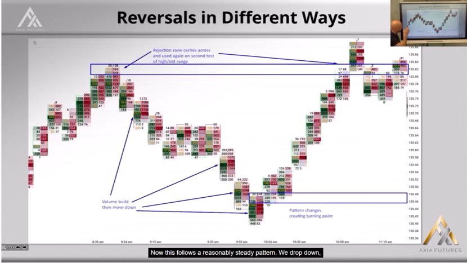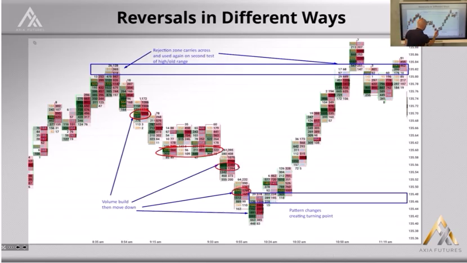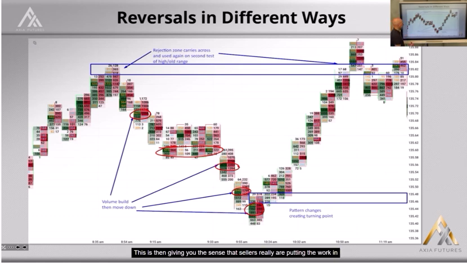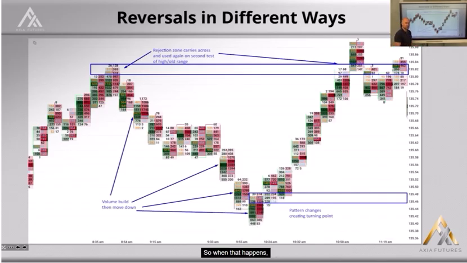Now, this follows a reasonably steady pattern. We drop down, you get some big volume traded over a couple of prices, 2,500, 1,800s, 1,500s traded at a couple of prices there. We then see an accumulation of that type of action here. On the break, we then get more, 2,500, 3,000s, and again, but each time the market continues to step lower. This is giving you the sense that sellers really are putting the work in and they're pushing the market down. However, they can't do this forever. So when they stop being able to do this, you now get a change in situation.